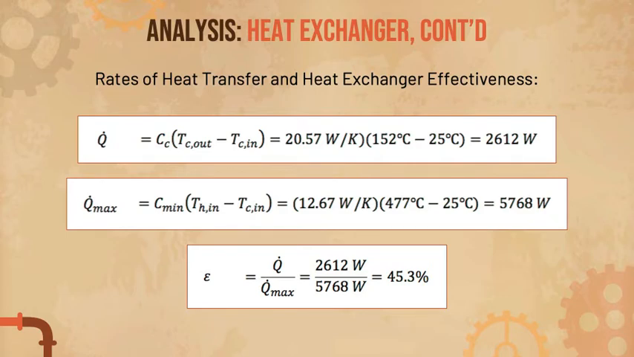Using the heat capacity rates and the respective inlet and outlet temperatures, the actual and maximum potential rates of heat transfer are solved for, and come out to 2,612 watts for actual and 5,768 watts for maximum potential. By extension, we can now solve for the heat exchanger effectiveness, which comes out to 45.3%.